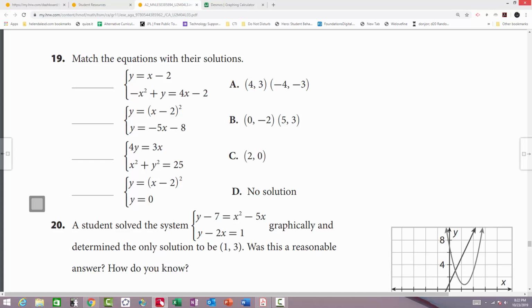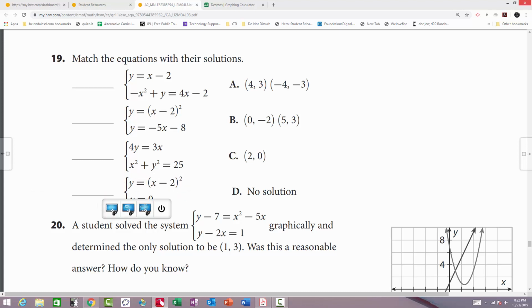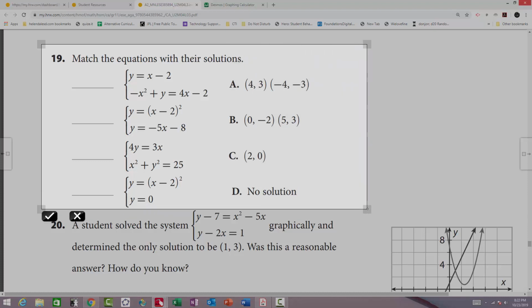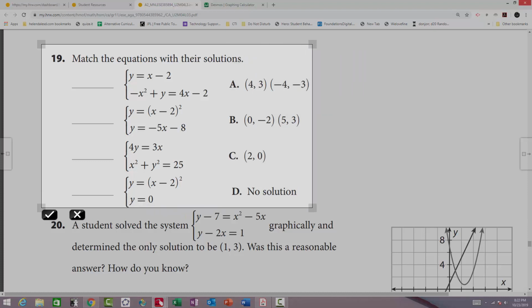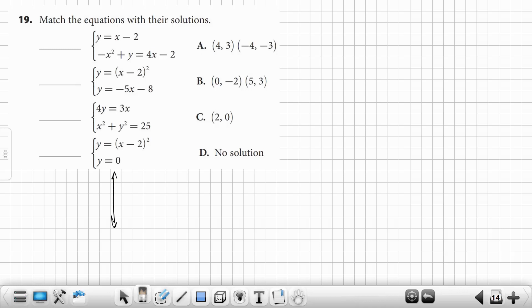So right here, let's think about this last bottom one. So actually I will copy this over. It's a little harder than I thought it was. At least a little bit more thought than I thought. Let's take a look at this bottom one though. This is a parabola shifted 2 to the right, so it's going to hit that spot. And this is just a horizontal line, the x-axis. That only has one solution. So this one definitely has to be C.